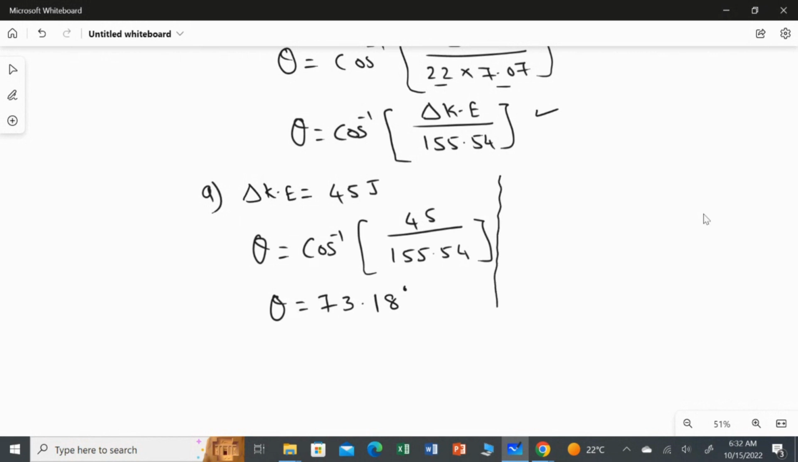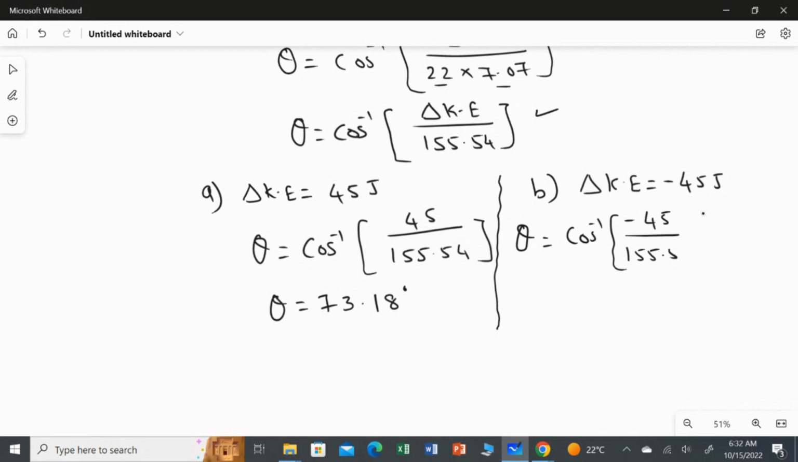What is the answer for the second part? We have to substitute the value of the change in kinetic energy as minus 45. So what will be the answer? Change in kinetic energy, here they mention as minus 45 joules. By that, I have to substitute the value here. Cosine inverse of minus 45 over 155.54. Let's see what's the answer. Cosine inverse of minus 45 over 155.54 gives the answer of 106.81.